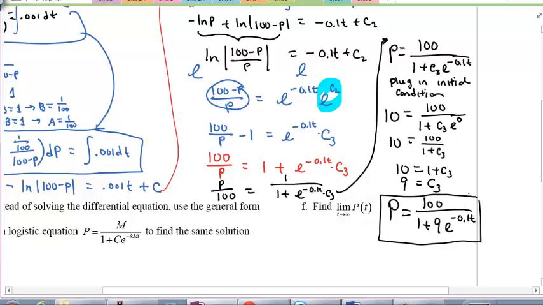Woo! If you missed part of this, go back and check the work. I've tried to show you as many steps as I could. But there you have it. This is the actual population equation for this initial condition.